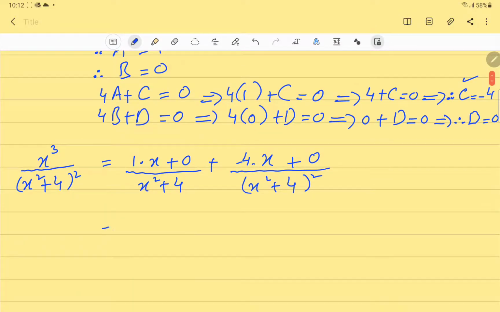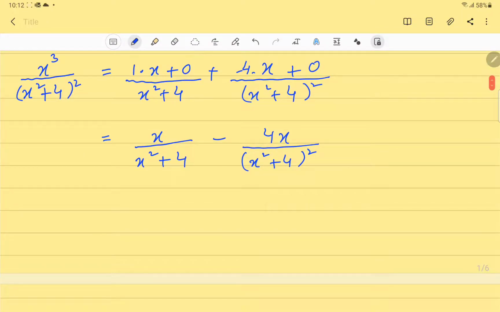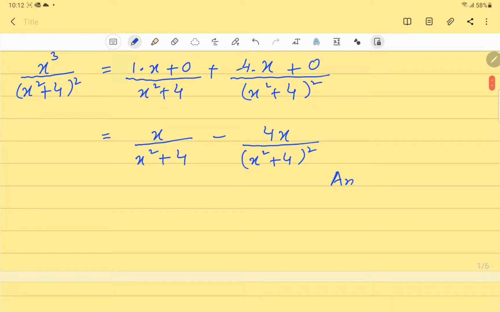Now we will simplify it. 1 into x is x plus 0 is the same x. So x over x squared plus 4 minus 4x plus 0 is minus 4x. Minus we will take out, so we will write 4x over x squared plus 4 whole squared. And this is the answer of our first question of this video. Now we'll go ahead with our second question.